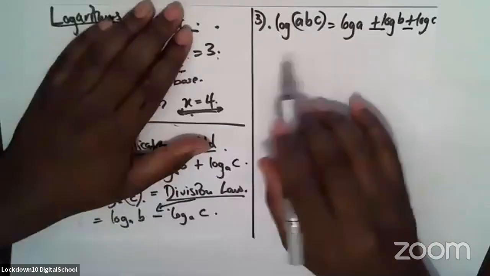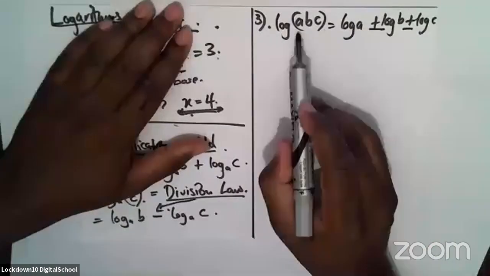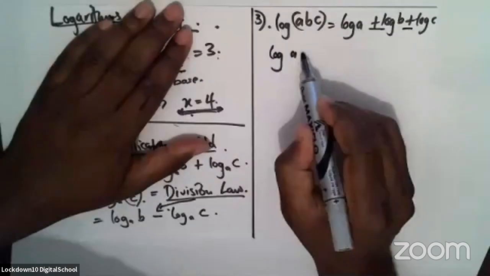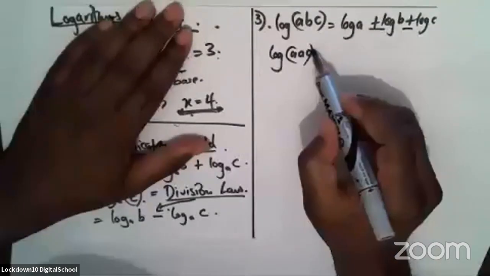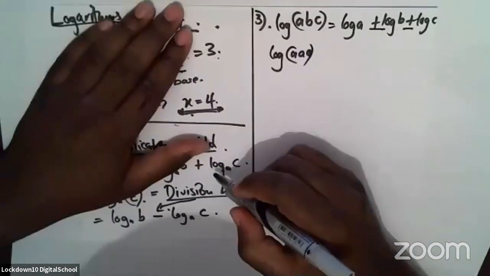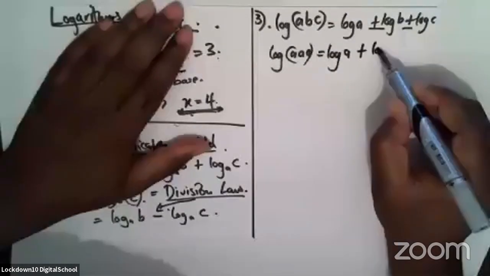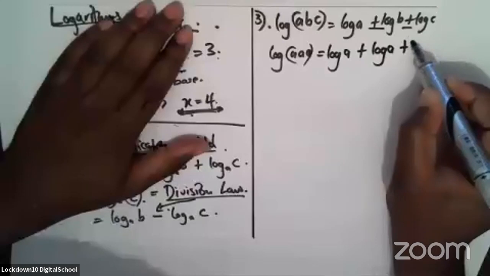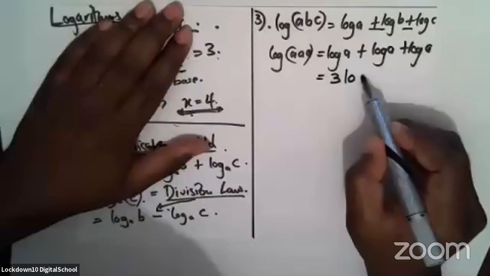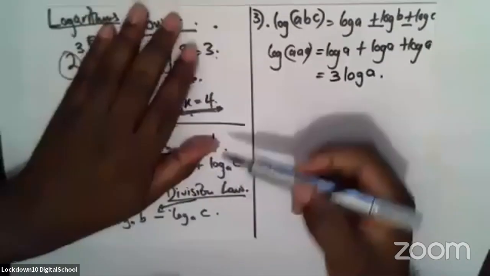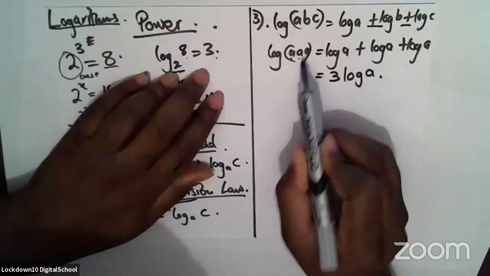Right? So from this one now, what if I have log A, A, A? I have 3 A's. So this becomes log A plus log A plus log A, which I can quickly write as 3 log A, because they are the same. In this case, instead of writing A and A, I can write it as log A to the power 3.